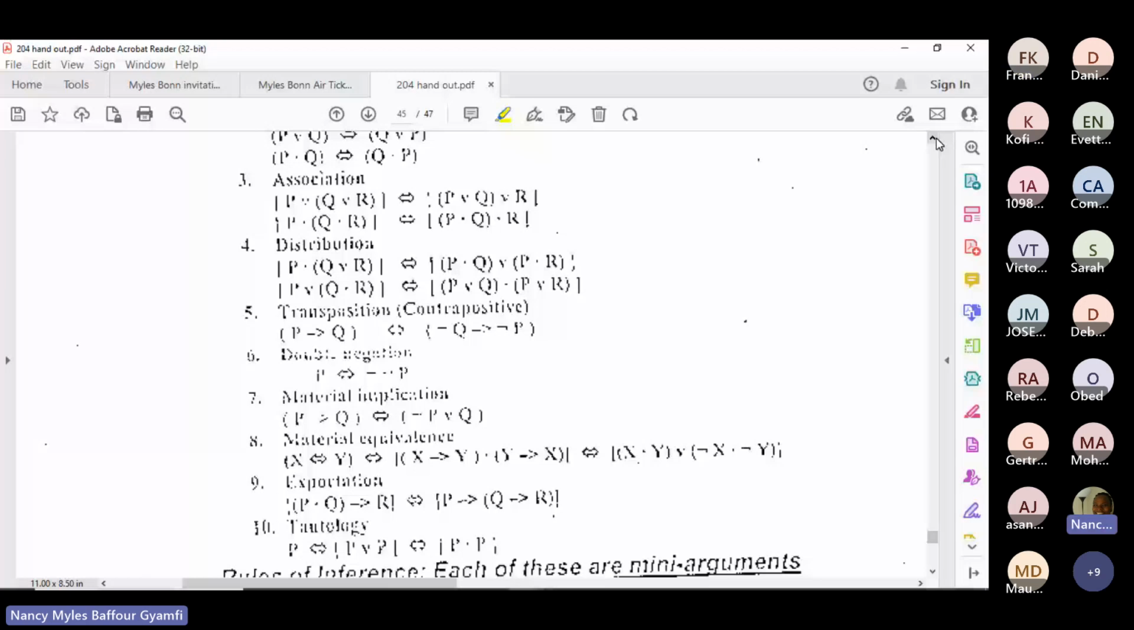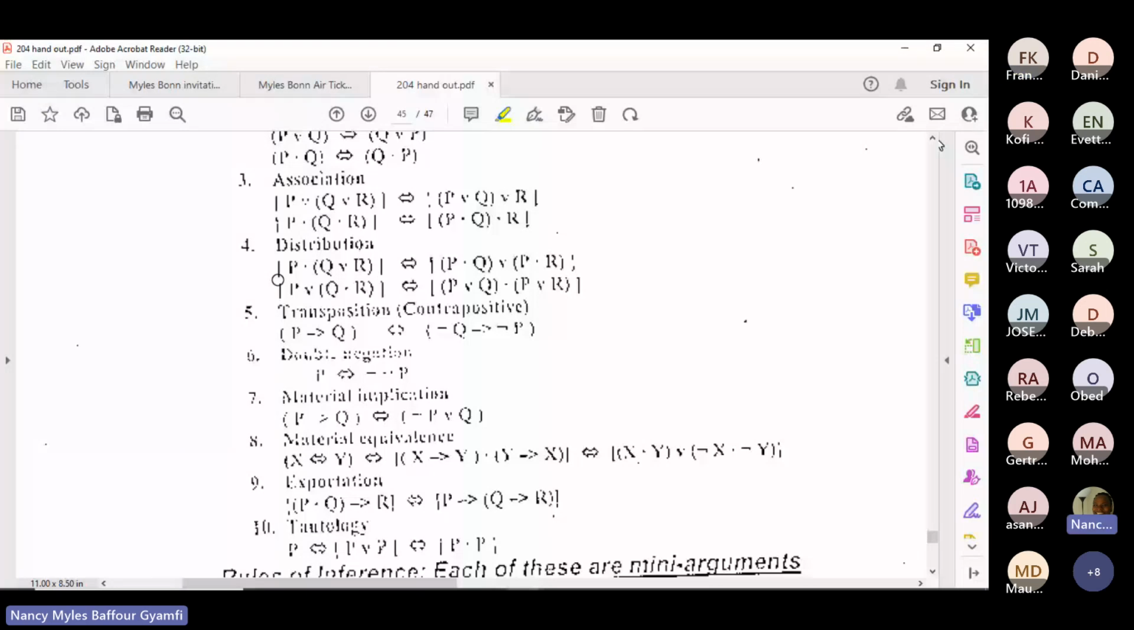That's why you must know them when you have to work. Double negation, you know now. I've worked with it. Transposition, I just revised with you. Distribution expands the formula. Look at it very well. I have P conjunction, then bracket opens, Q disjunction R.